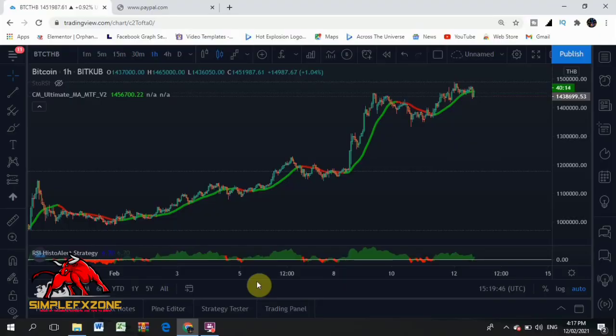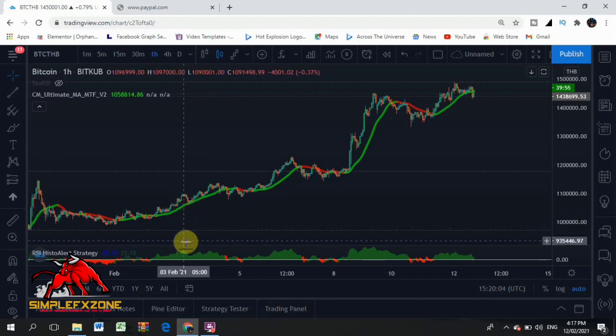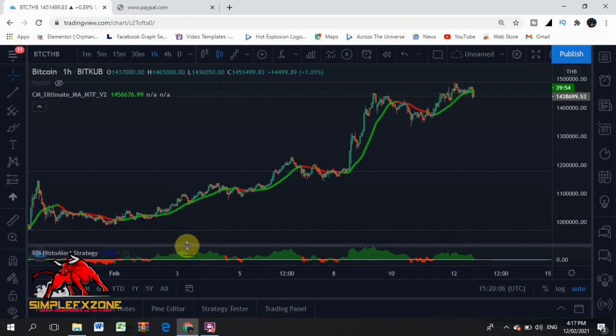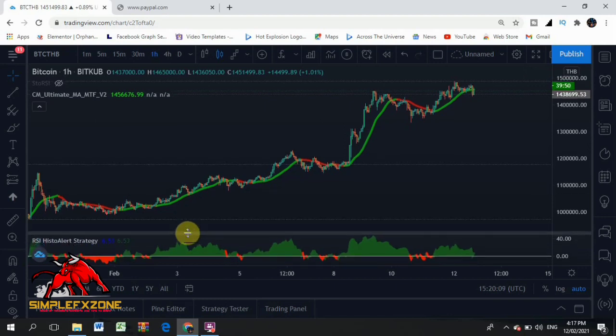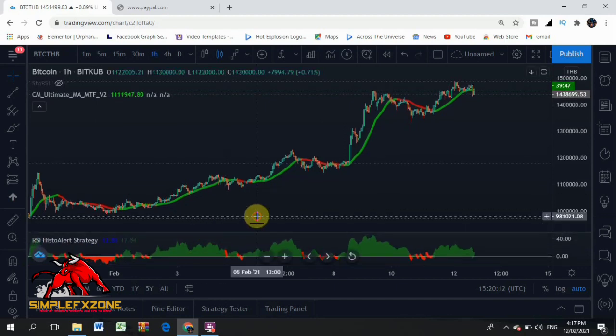Yeah guys, let's welcome back. As you can see, the indicator comprises of moving average, which is MA21, the indicator in the green line, and then the indicator below is an RSI indicator. So let me tell us how the RSI indicator works.